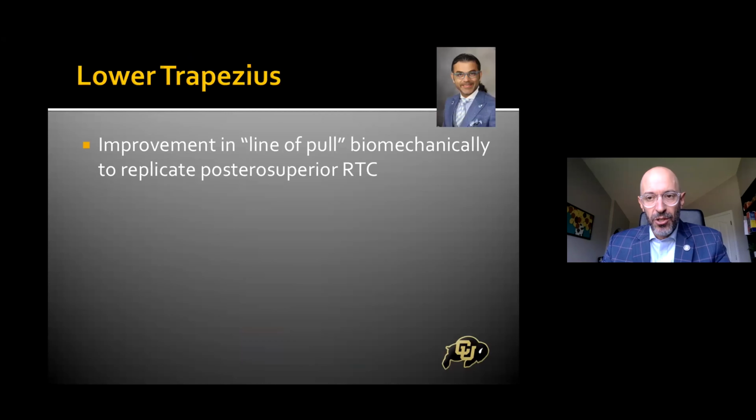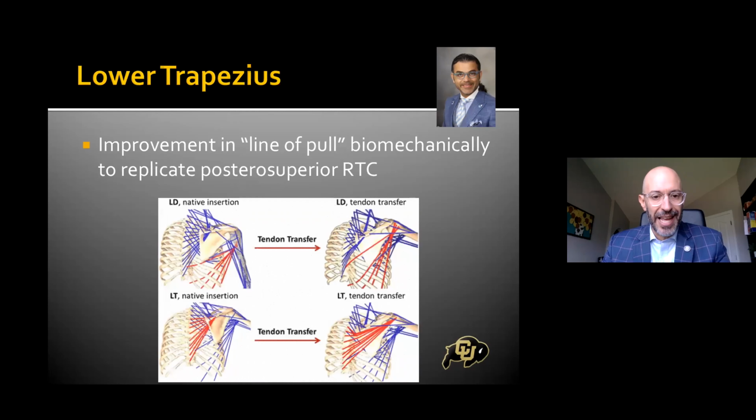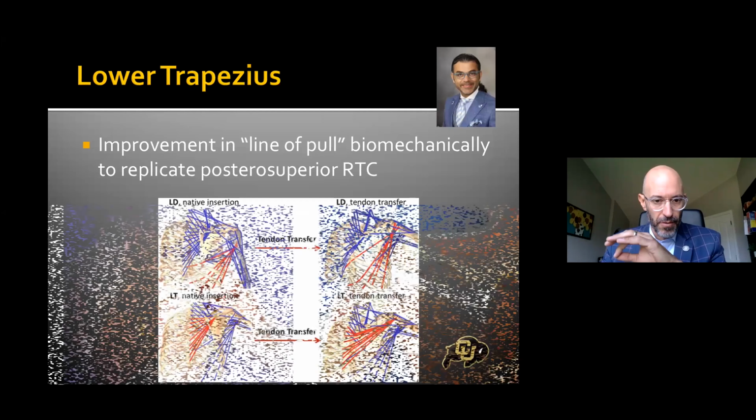So enter Bassem Elhassan, our future Mass General chief, back to where he and I both did fellowship. And he's done an amazing body of work at the Mayo, looking at different tendon transfers and improvement in line of pull biomechanically. And so this is a brief slide from some of that work with the latissimus dorsi and the lower trapezius, which we're going to talk about. And so showing that the line of pull can be biomechanically greatly improved to replicate the posterior superior rotator cuff.